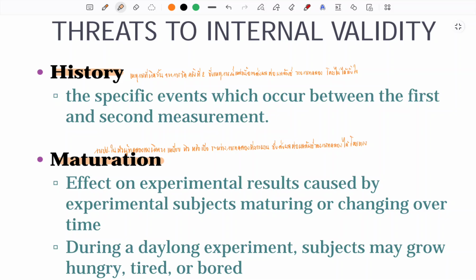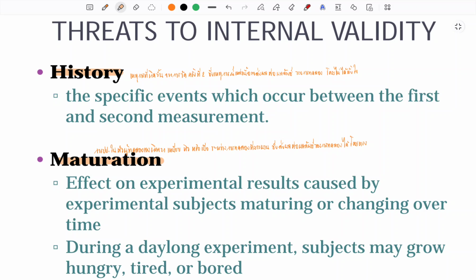History, for example, is events that occur between the first and second measurement. For example, in your friend's study, she conducted an assessment at baseline and another at week 7. So during baseline to week 7, anything can happen. This is called history. The researcher cannot control those conditions. This is called history, which is a threat to internal validity.